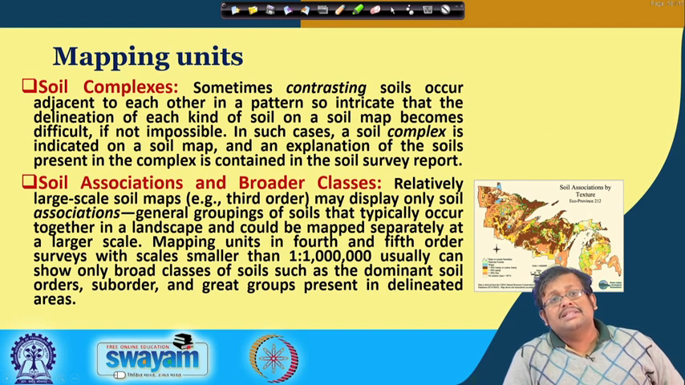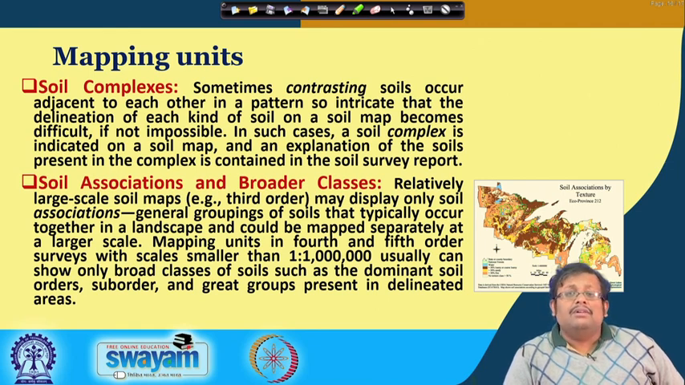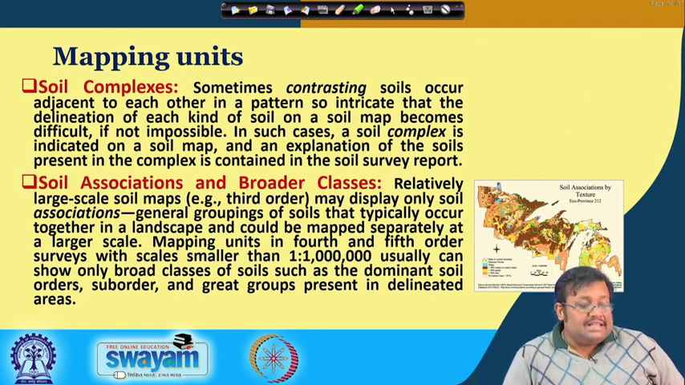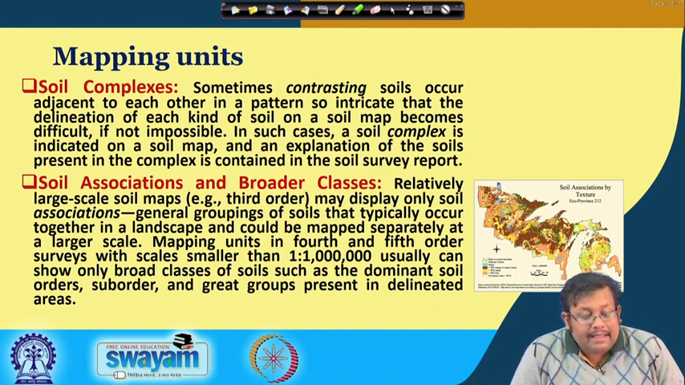The third one is soil complexes. Sometimes contrasting soils occur adjacent to each other in a pattern so intricate that the delineation of each kind of soil on a soil map becomes very, very difficult.